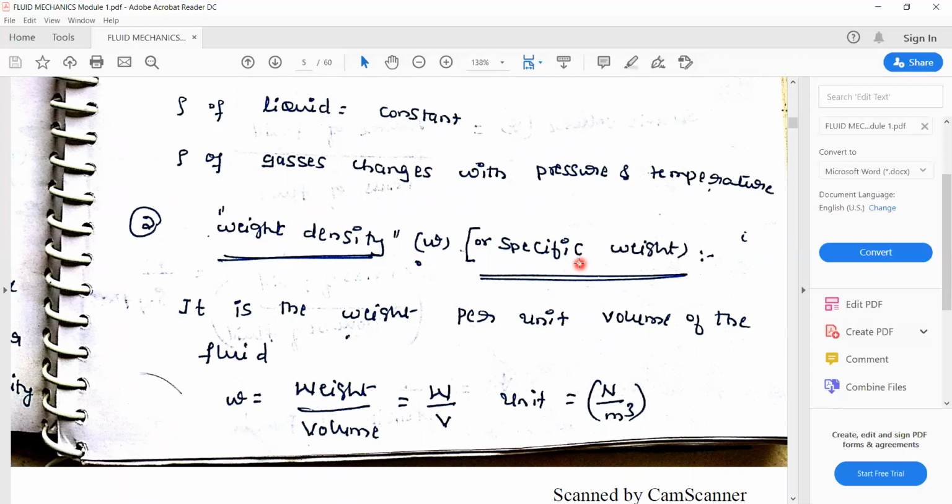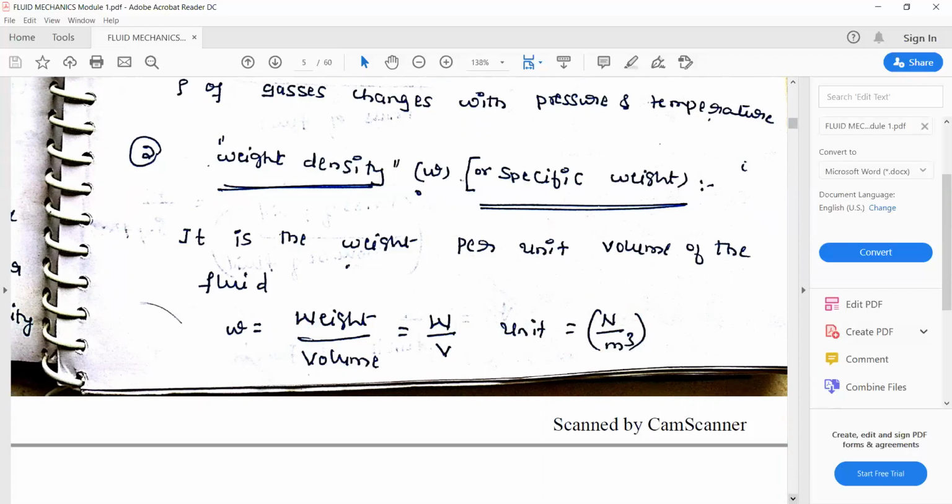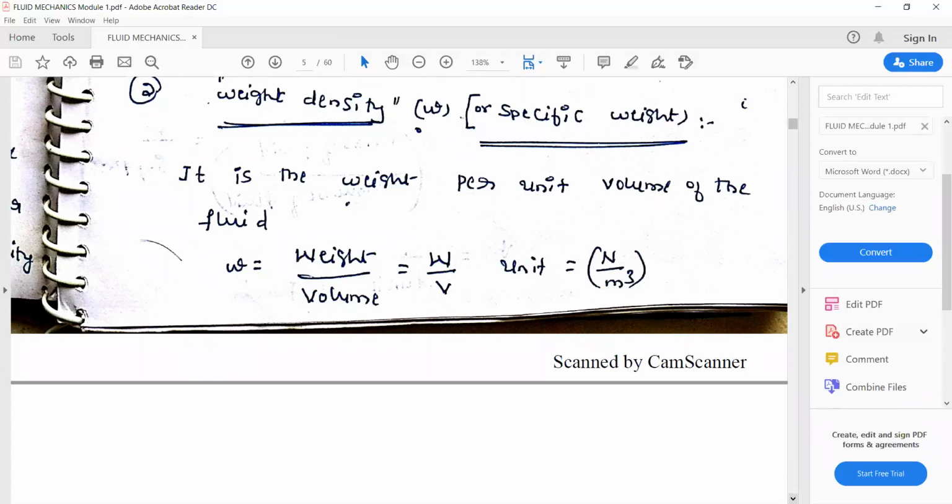See here you can observe small w, that is weight density. Or you can use one more notation, that is gamma. Sometimes in some textbooks they use small w, sometimes they use gamma. Both definitions are the same, that is weight by volume. Weight unit you people know, that is Newton, and volume unit is meter cube. Then the unit of weight density is Newton per meter cube. That is the definition of weight density or specific weight.